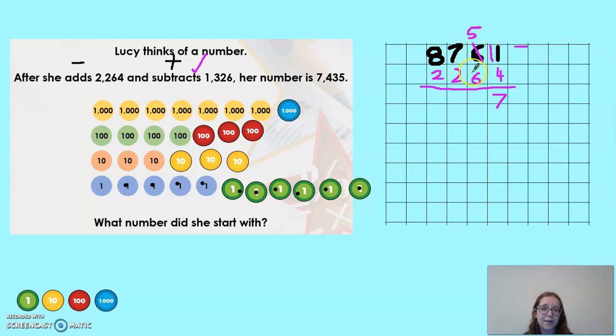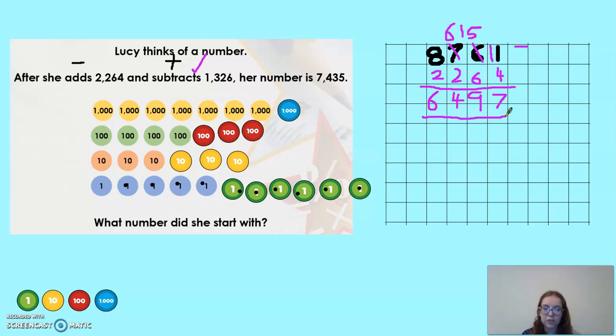Then I'm doing 50 take away 60. Again, I cannot do that, so I'm going to have to exchange, take a 100 from my 700, turn it into a 600. And I add on 100, so it's now 150 take away 6, or 15 take away 6, if that's easier for you, and that's going to be 90. Then I've got my 600 take away 200, and that is 400. And then I've got my 8,000 take away 2,000, and that is 6,497. That is the number that Lucy started with.